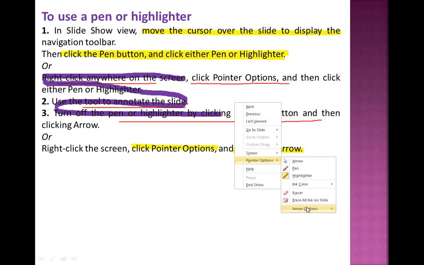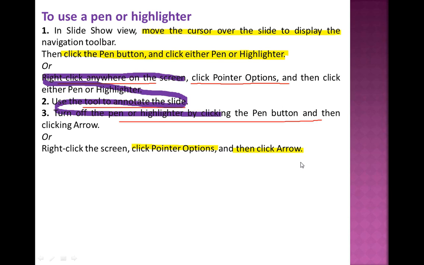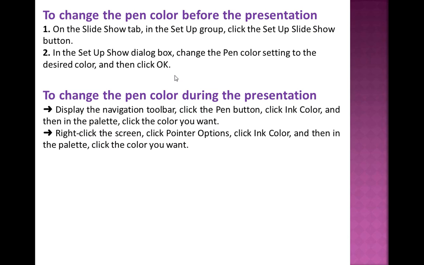This is the ink color. Arrow options: you can give the arrow settings, click the arrow, and this will go on, meaning the cursor will automatically go on. This is how we can change the colors.